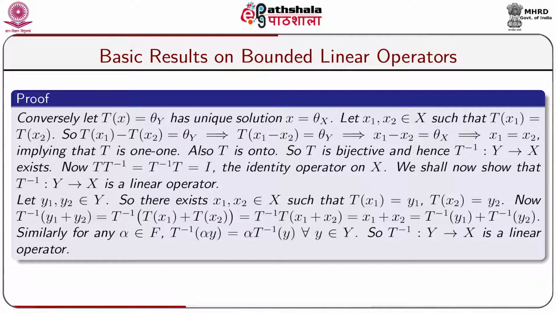Again it is equal to T inverse y1 plus T inverse y2, because Tx1 is equal to y1, that means x1 is equal to T inverse y1. Similarly, x2 is equal to T inverse y2. Similarly, for any alpha belonging to capital F, T inverse of alpha y is equal to alpha times T inverse y for all y belonging to capital Y. So T inverse from capital Y to capital X is again a linear operator.